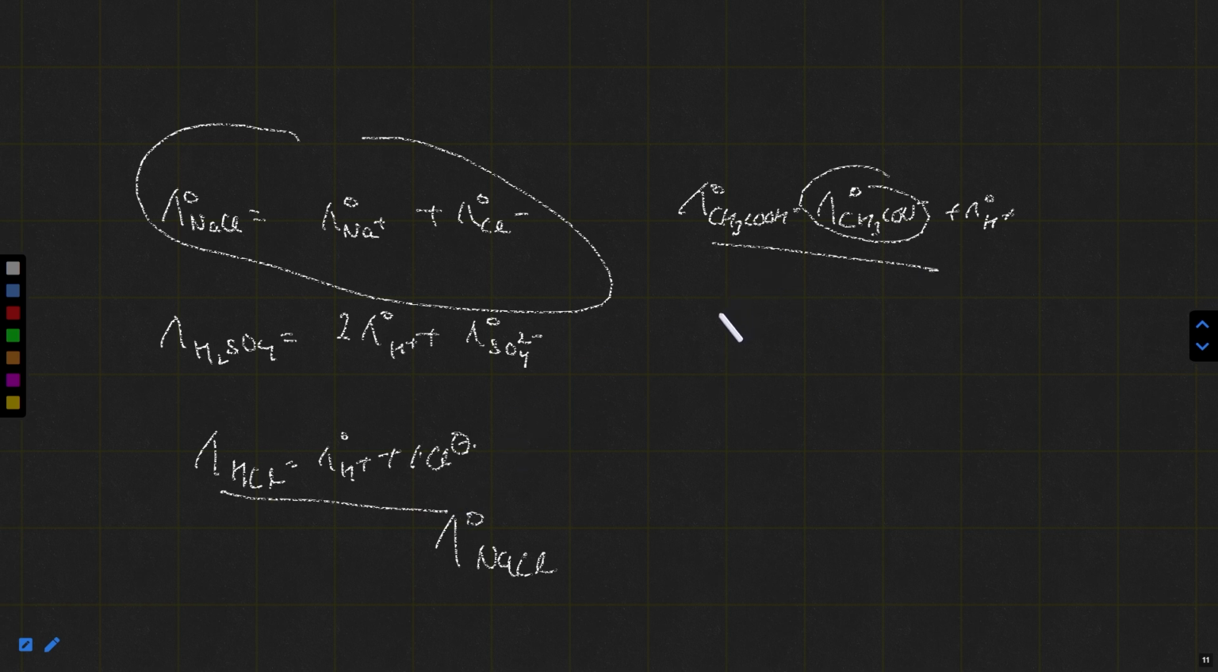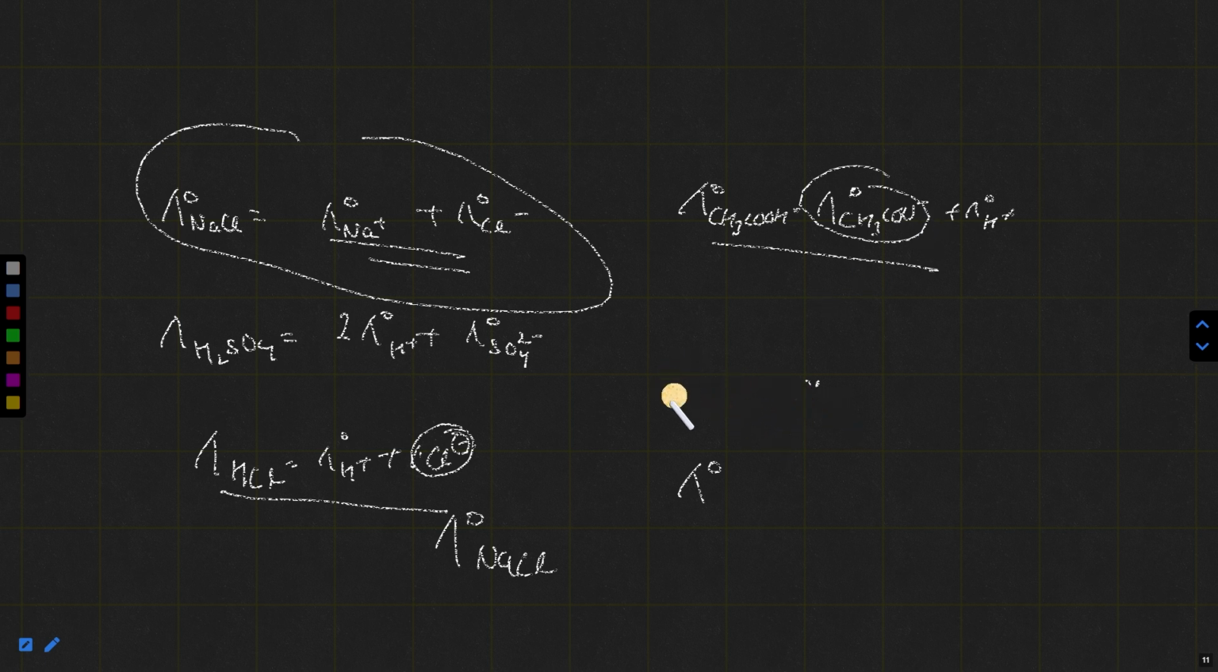So how will you do it? Firstly, you will see what are the things that you need. For NaCl, what do we know? We need this Na plus and Cl minus. But here we have only Cl minus. We do not have Na plus. Now suppose one more thing is given, that lambda naught for Na plus is this one, and this value is, suppose, given as x. And we do not need this H plus. Both of these H plus we don't need. And we do not need this CH3COO minus also.